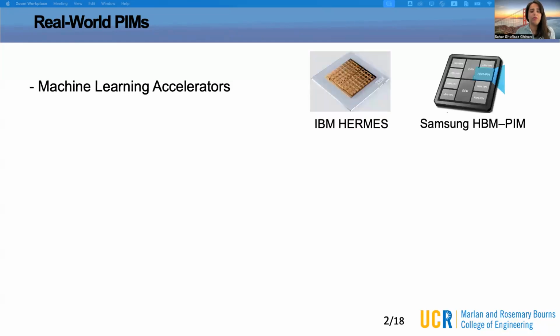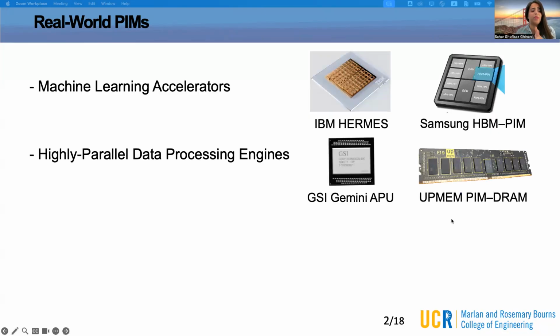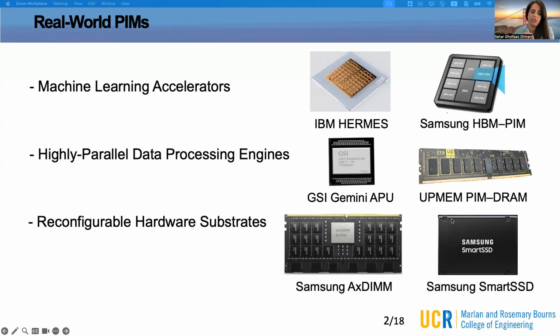So PIMs are getting more and more important, and there have been lots of efforts, both in academia and industry, to develop PIM architectures and the software stack that enables such architectures. There are some real-world PIMs out there for various purposes. For example, when it comes to machine learning accelerators, Samsung HBM-PIM is out there, and GSI Gemini is an example of a highly parallel data processing engine. Samsung Smart SSD is considered a reconfigurable hardware substrate as well.